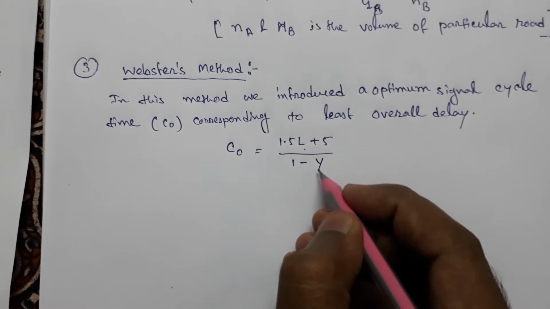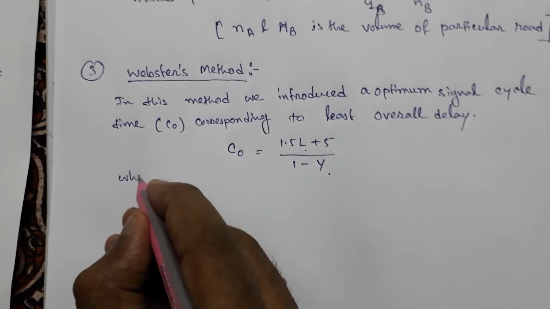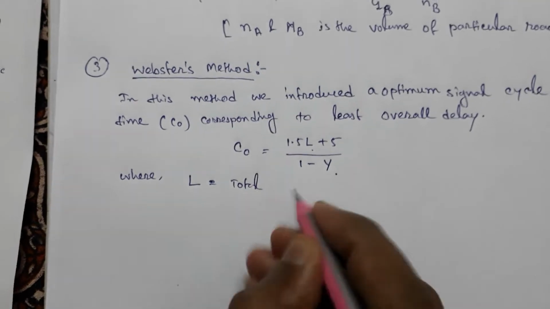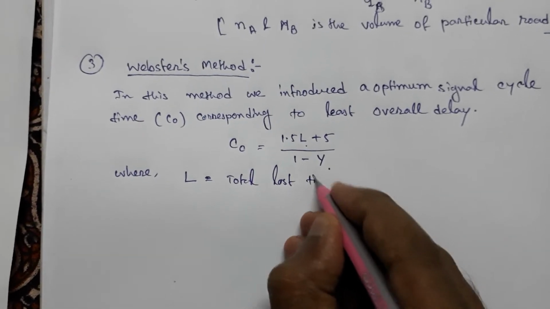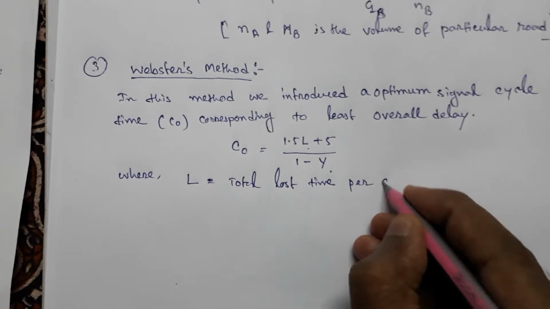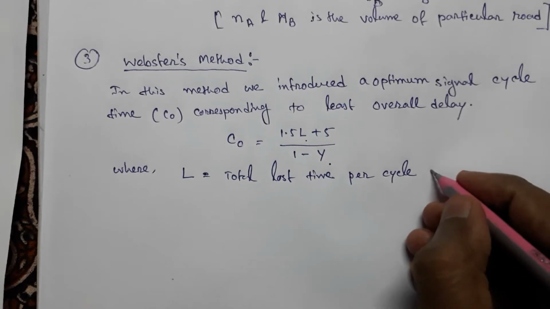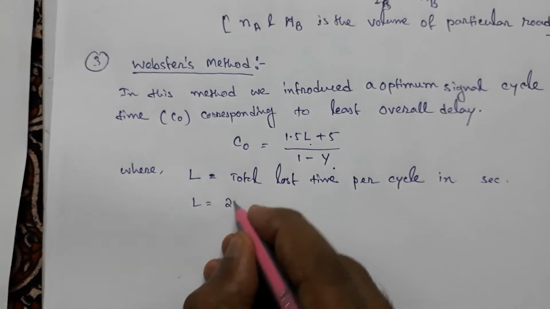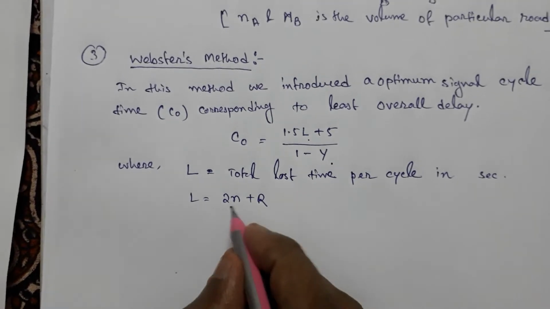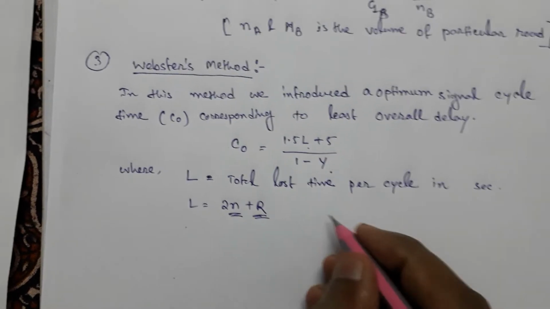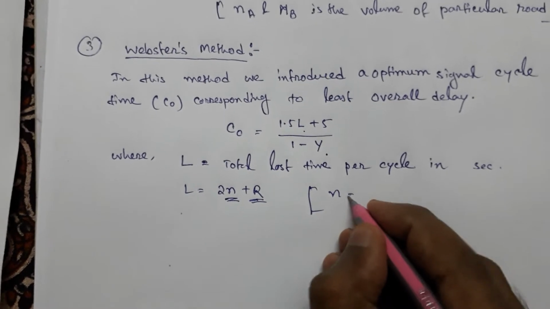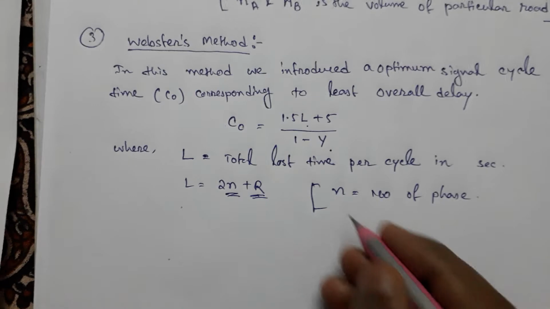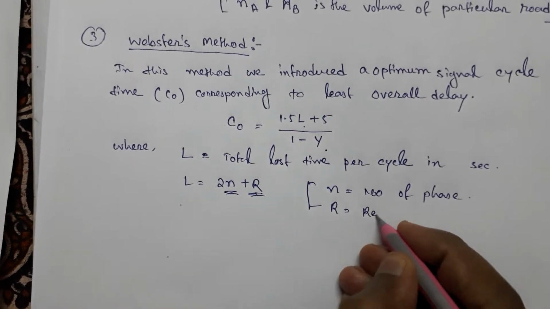Now, what is L and Y? Where L is the total lost time per cycle in seconds. Now L equals 2n plus R. Now what is n and what is R? n is the number of phases and R is the all-red amber time.